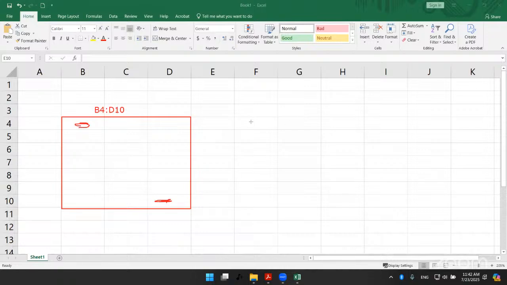Let's see if we have a cell range like this. That means the same column. First, we write the top one. There is no left or right because there is only one column, so we write only the top one, G4, and the bottom one, G12. This is how we write this cell range.